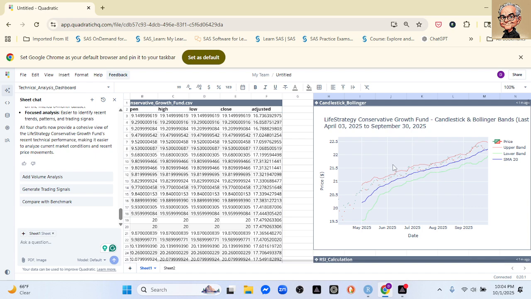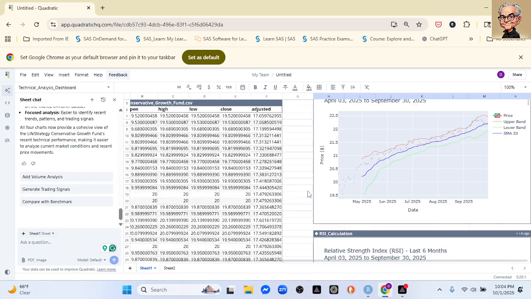It's kind of okay. I forgot. Candlesticks don't make any sense because a stock fund only reports one price. That's the price at the end of the day. There are no highs and lows. Okay, good. All right, good.